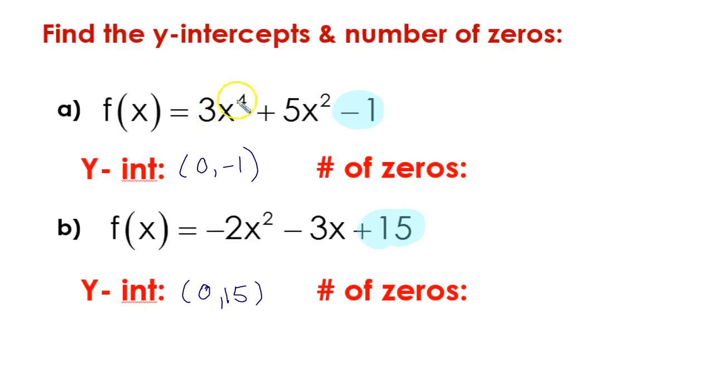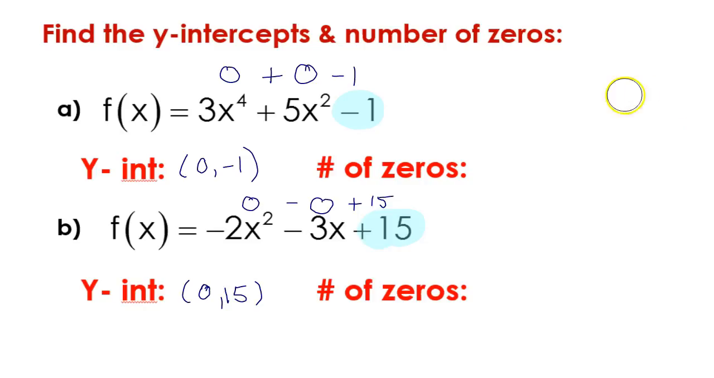If I let x be 0 here, I've got 3 times 0 to the 4th power, which is 0, and 5 times 0 squared, which is 0, minus 1. Well, when you do that math, 0 plus 0 minus 1 is, you got it, -1. The same thing here, -2 times 0 squared is 0. 3 times 0 is 0. 0 minus 0 plus 15 is, you got it, 15.